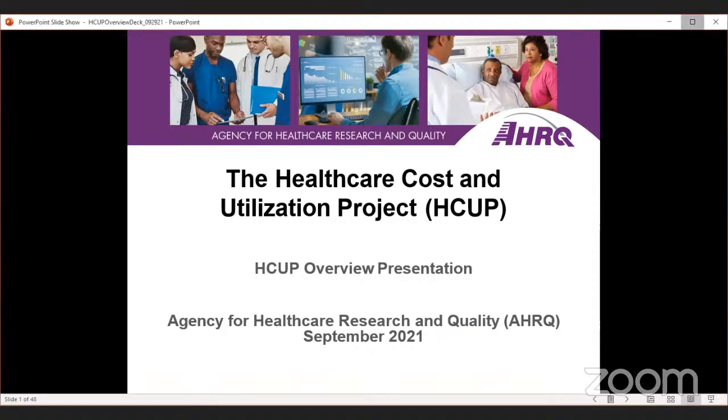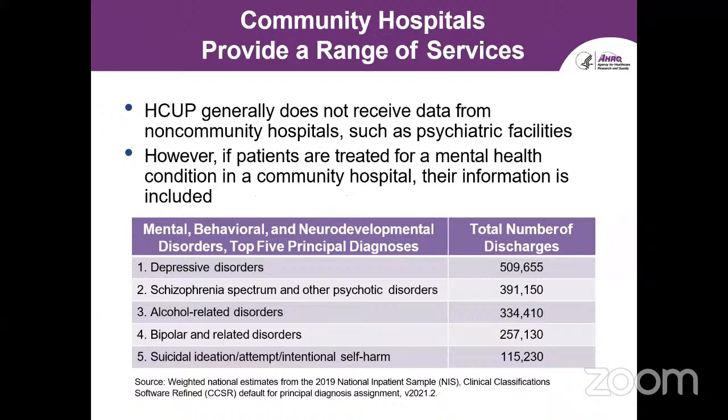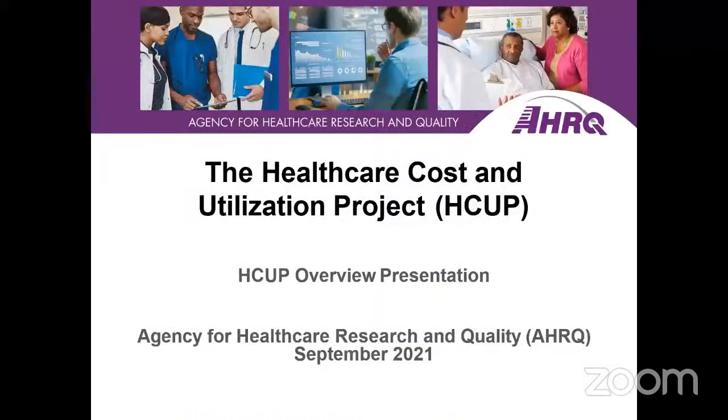So HCUP stands for the Healthcare Cost and Utilization Project, which is a family of healthcare databases and related software tools. It's developed through federal, state, and private industry partnerships and sponsored by the Agency for Healthcare Research and Quality. The Agency for Healthcare Research and Quality itself functions under the Department of Health and Human Services.